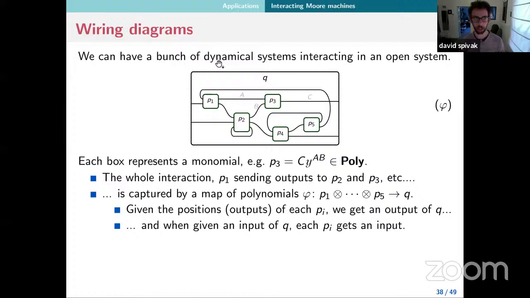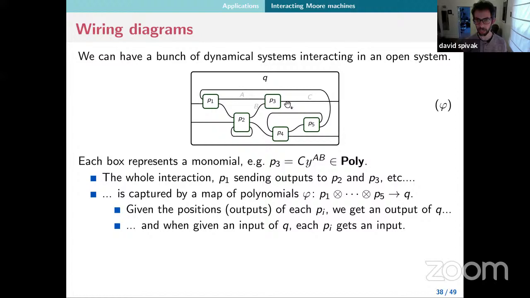Mainly I'll be talking about P coalgebras as dynamical systems. So imagine we have a bunch of dynamical systems interacting in an open system. Someone the other day asked about distributed computing, and maybe this would be an answer for them. So here in this picture, every one of these boxes, so there are six boxes here, P1 through P5 and Q, and every one of them represents a monomial where you put the inputs as the exponent and you put the outputs as the coefficient.